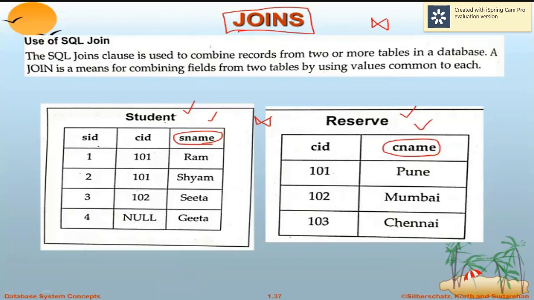And an important condition for applying joins is that the tables should have at least one attribute in common, like how you see here, CRUD is common between the student table and the reserve table. So there should be at least one attribute that is in common.